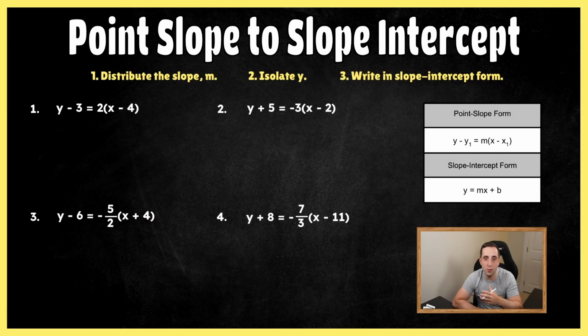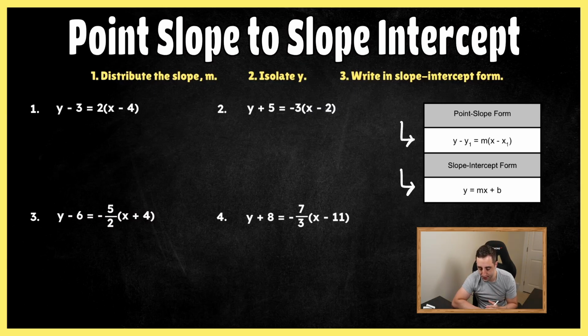Now, in case you're not 100% on the two forms that we're talking about, I just wrote down both of the equations for them on the right-hand side here. So point slope form is y minus y1 equals m on the outside of parentheses x minus x1. And then slope intercept form is y equals mx plus b. So we're going to go from point slope form to slope intercept form. So let's take a look at number one.